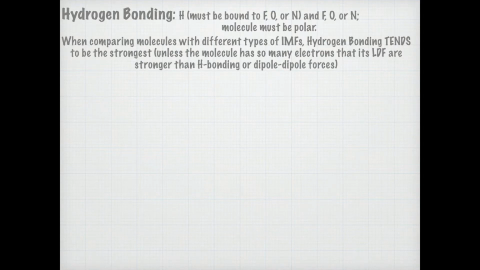And the reason why you need a large molecule with a lot of electrons, remember, the more electrons you have, the more polarizable that molecule is. So if a molecule is so large and so polarizable that its London dispersion forces end up being stronger than hydrogen bonding or dipole-dipole forces, that's a case where hydrogen bonding would not be your strongest intermolecular attraction.